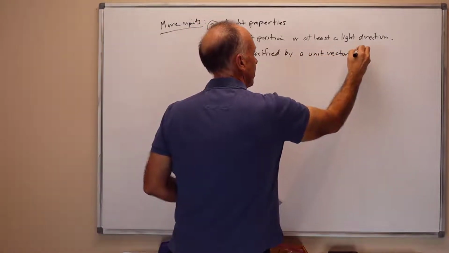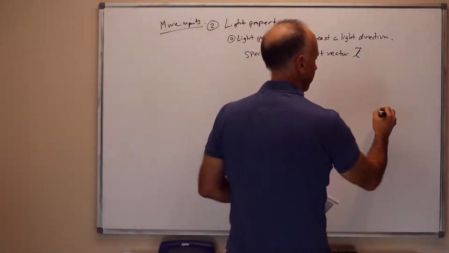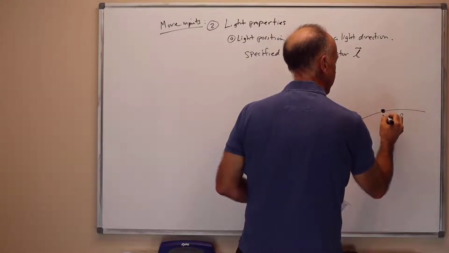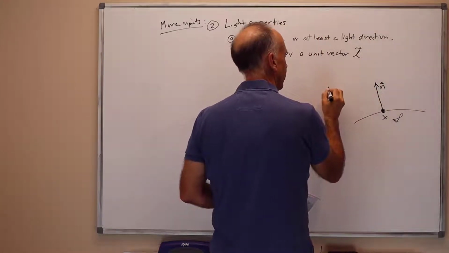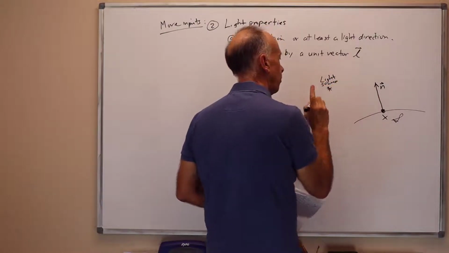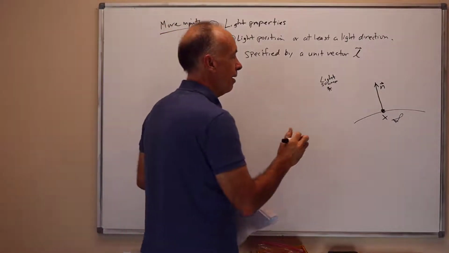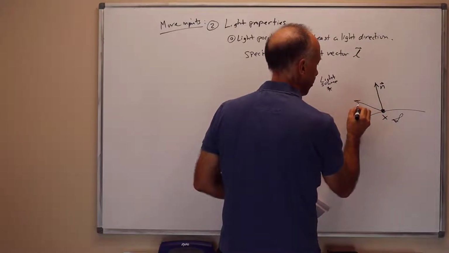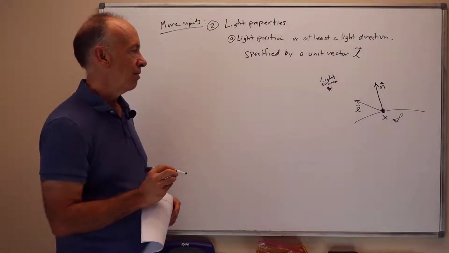L, and L goes from the position on the surface towards the light position. So the picture is something like this. Here's our surface. Here's X sitting on the surface. Here's the normal vector, a unit vector. Here's some light source, and it's a point light source. So we think of the light as being a single point, or having a single direction that it's shining from. And the L vector is a unit vector pointing from the position on the surface that's being illuminated towards the position of the light.